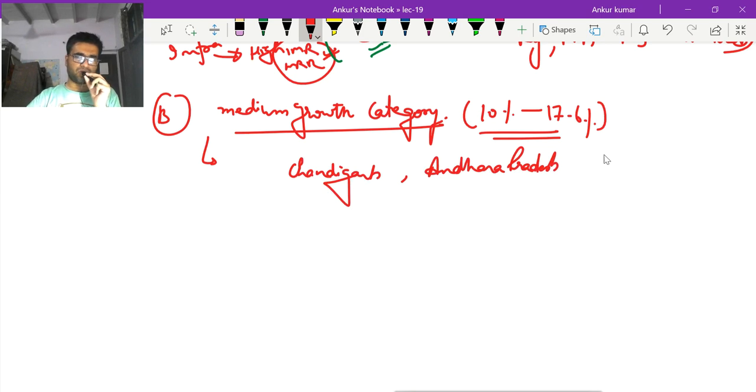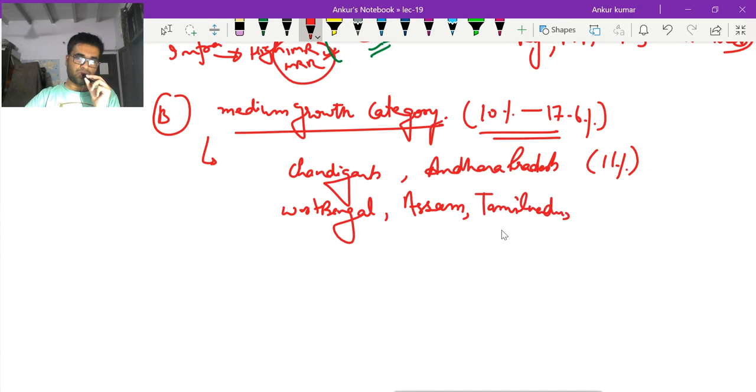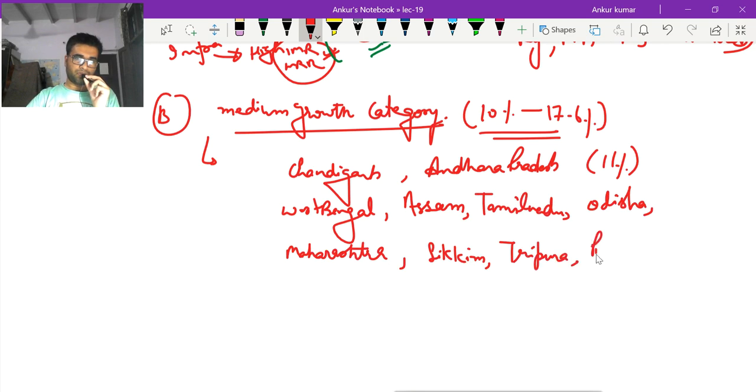Population growth of Andhra Pradesh was, I think, close to 11%, right? Then you had West Bengal in this, you had Assam in this, you had Tamil Nadu in this, you had Odisha in this, okay, Maharashtra as well, right? Sikkim, Tripura, Punjab in this. So these were the states where the population growth was medium category, that is 10 to 7.6%.